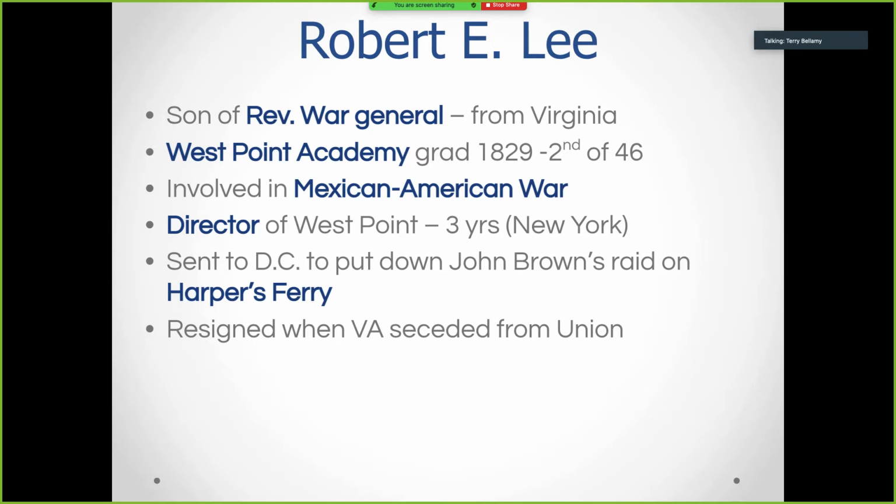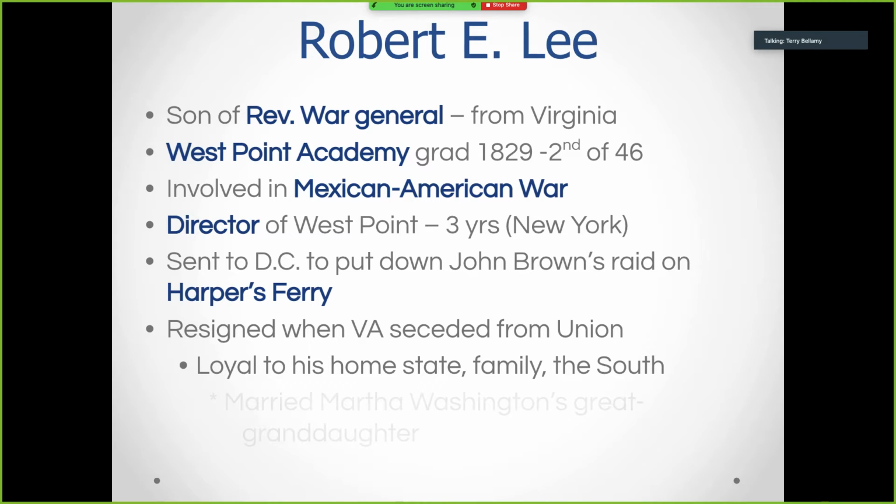After that, he goes and fights in the Mexican-American War. He comes back. He's the director of West Point for 3 years. He's sent to D.C. to put down John Brown's raid at Harper's Ferry. And then when Virginia secedes, that's when Lee decides to resign. His loyalty was to his state, his family, and the South. So the Union loses its best opportunity for a great leader.